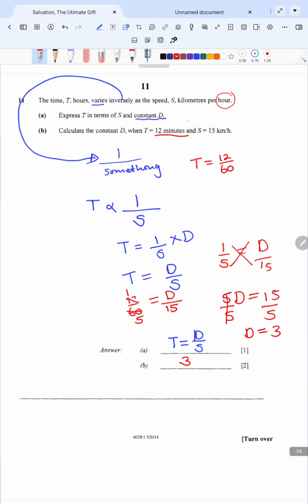So be very careful. If the question is in hours and you are given minutes, you don't use minutes. Otherwise, the question will read 12 minutes as 12 hours.